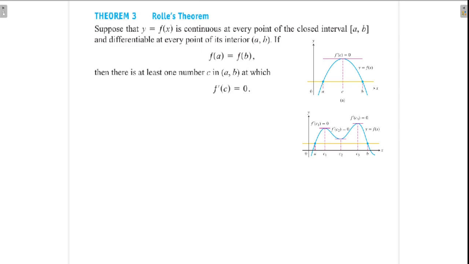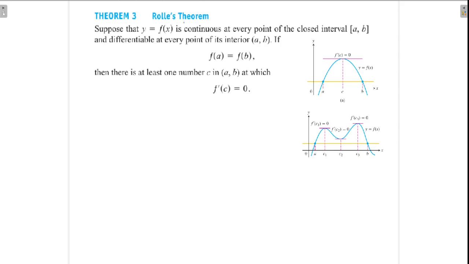Hi all, today we discuss section 4.2. In this section, Rolle's theorem and mean value theorem will be discussed. We will start with Rolle's theorem. You might have seen these two theorems in your plus 2 classes.